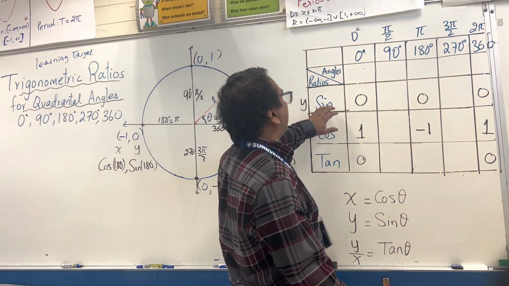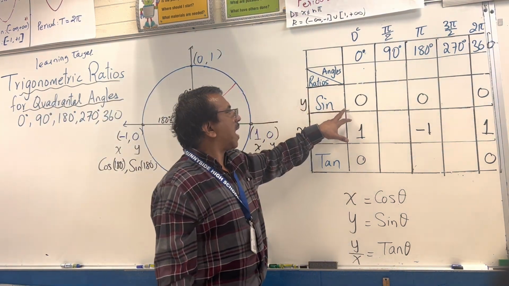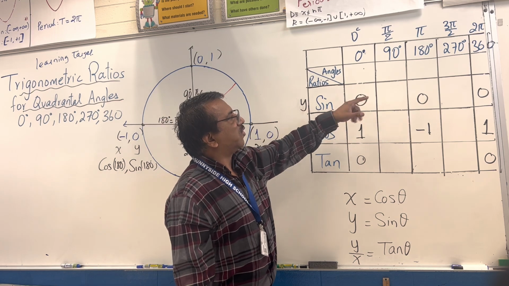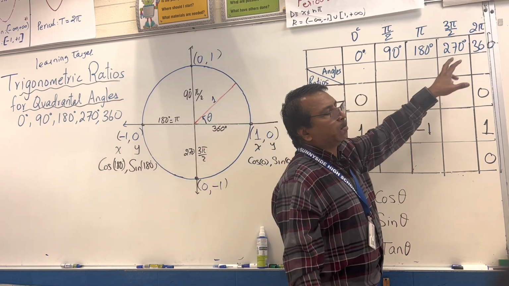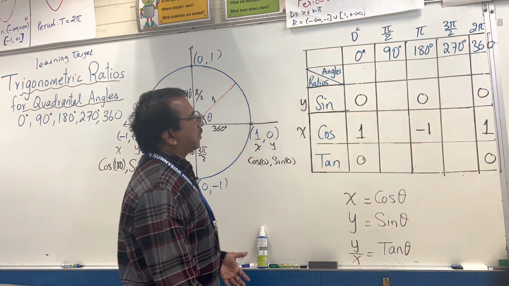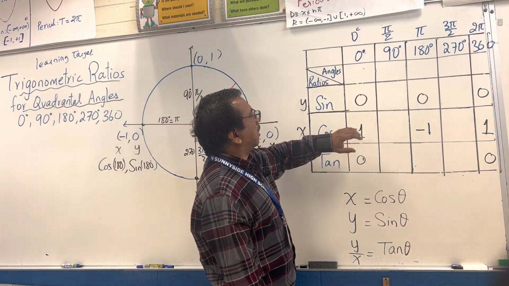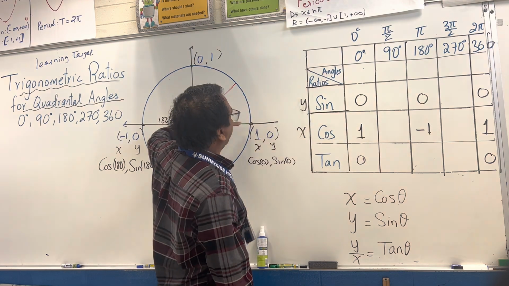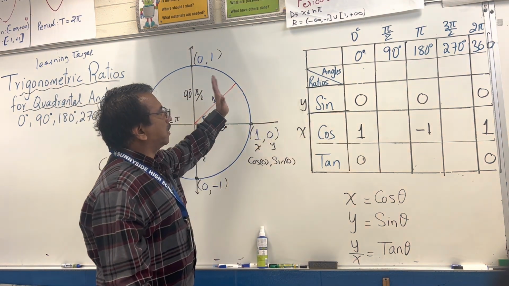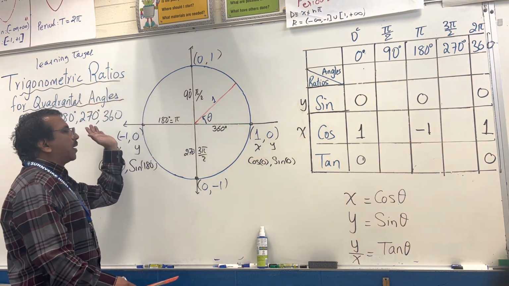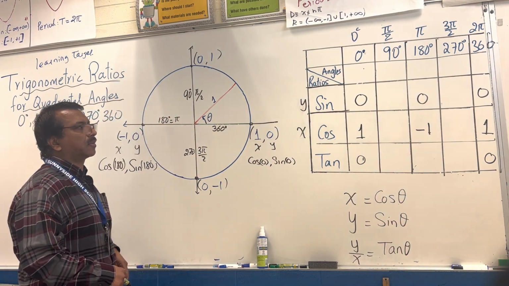Look at the pattern there. Suddenly you realize that the trigonometric ratio sine has a value of 0 for the angles 0, 180, and 360. But for cosine, the cosine is 1 on the positive x-axis and minus 1 on the negative x-axis.